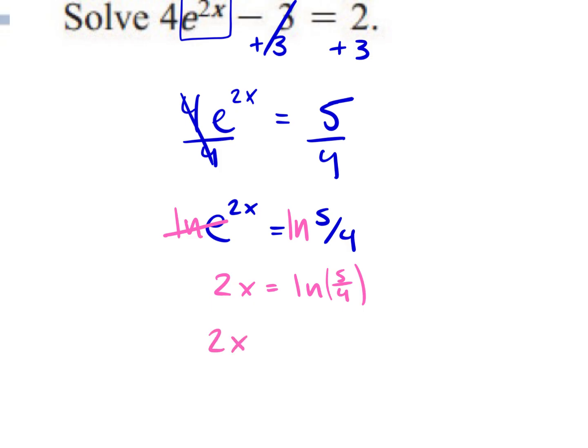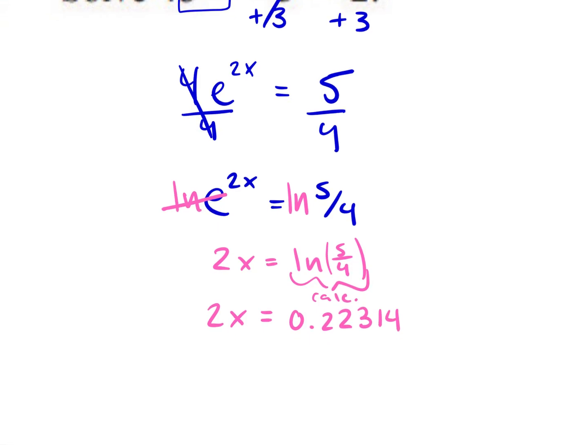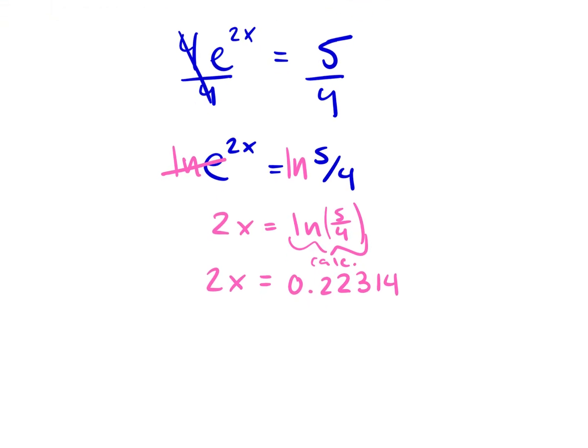So 2x equals, when I put this into the calculator, we get 0.22314. What should we do next? Divide by 2. So x equals 0.1115. 5 tells us round up or keep it the same. Round up. So 0.112.